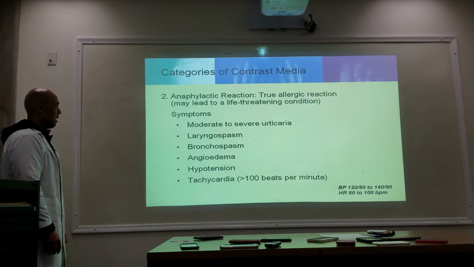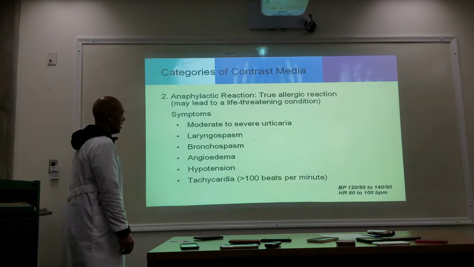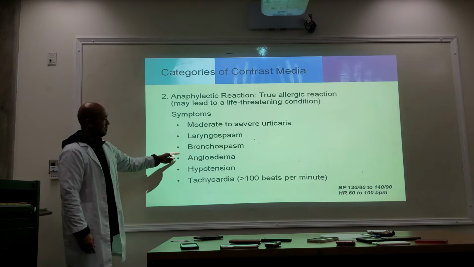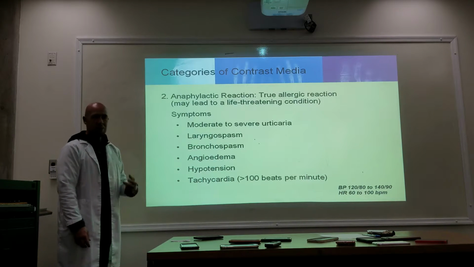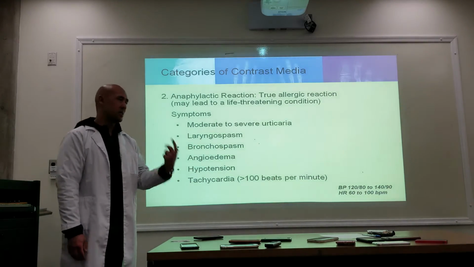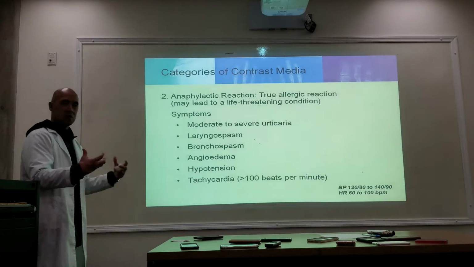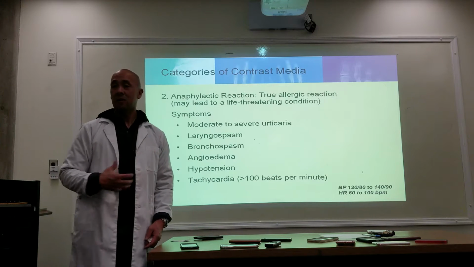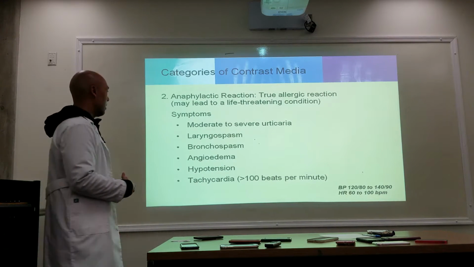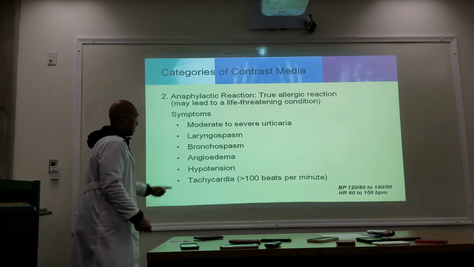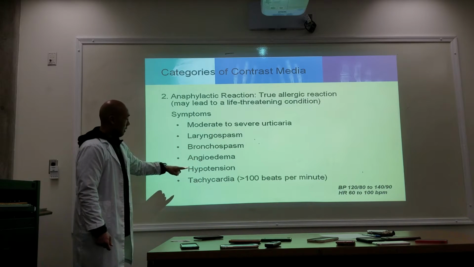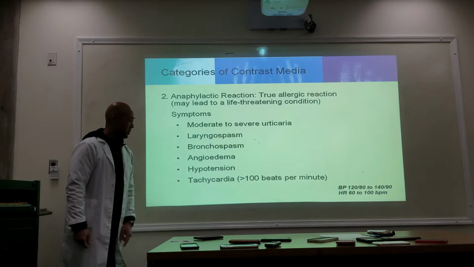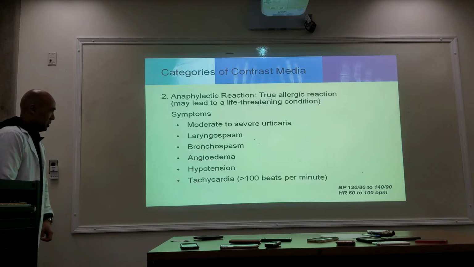The symptoms include moderate to severe urticaria, laryngospasm, bronchospasm. Remember those complements and those histamines, that's what causes the smooth muscles to contract, making it difficult to breathe, giving you those stomach cramps that affect your GI system. It's also going to cause low blood pressure and also increase your heart rate.